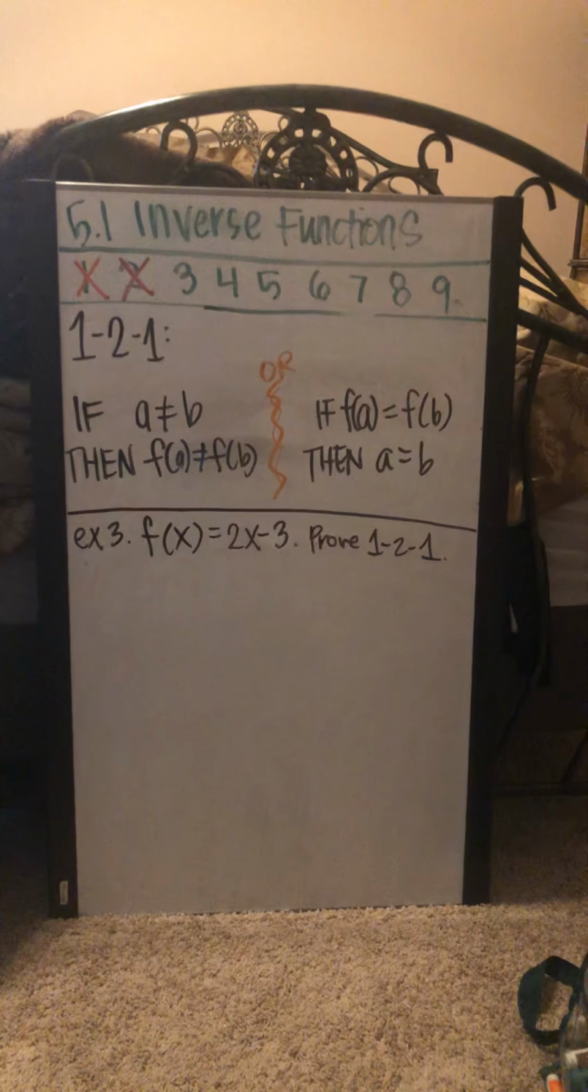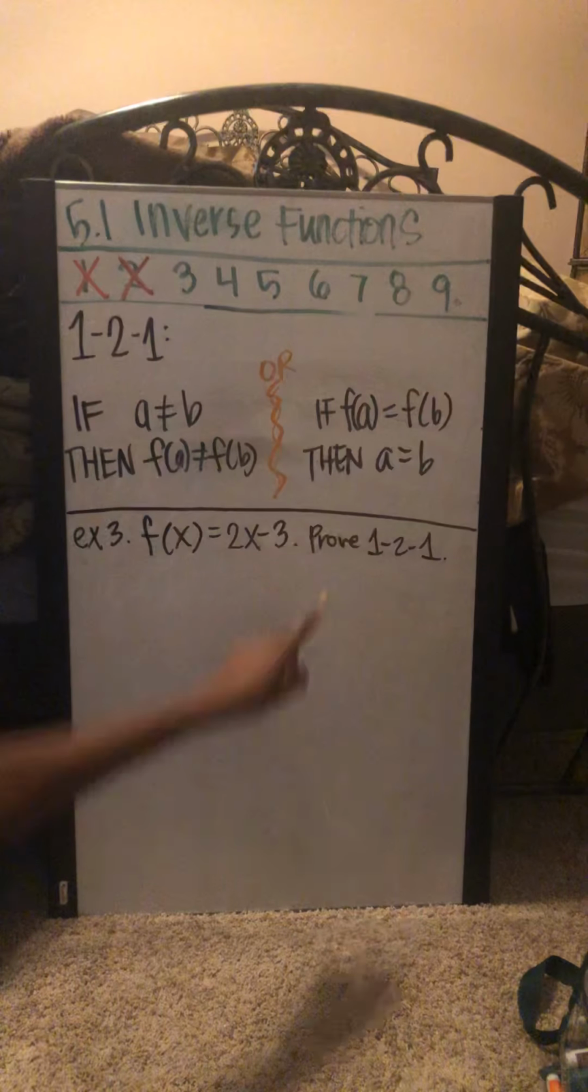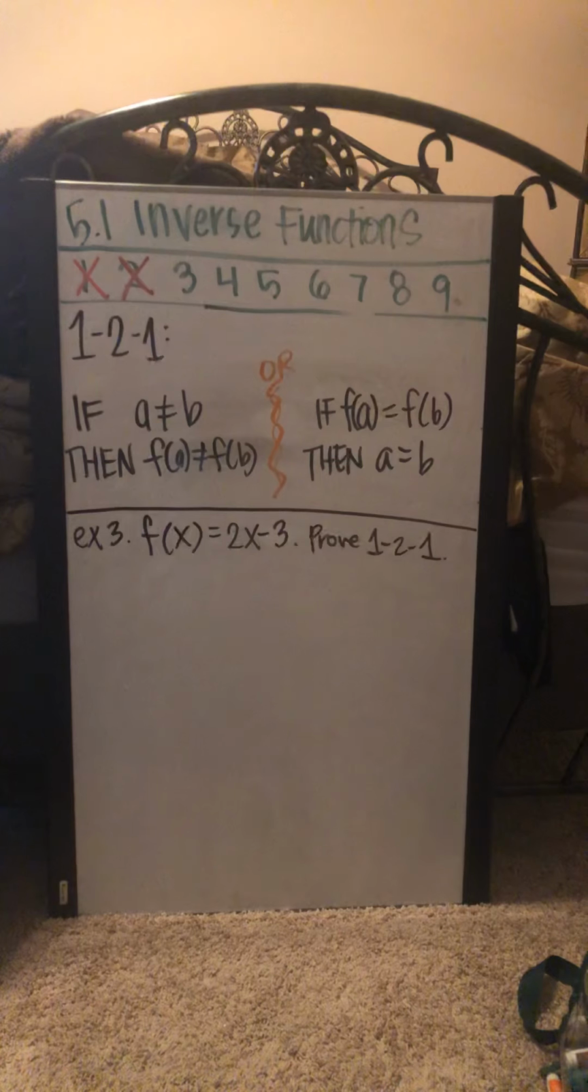Alrighty, so we are now on example 3, and we're asked to show or prove that f of x is 1 to 1. So before we do that, we need to actually talk about the definition of 1 to 1, which I have written at the top, okay?